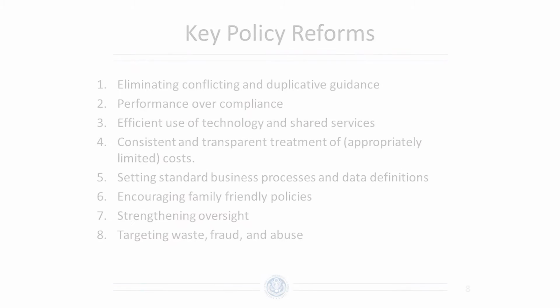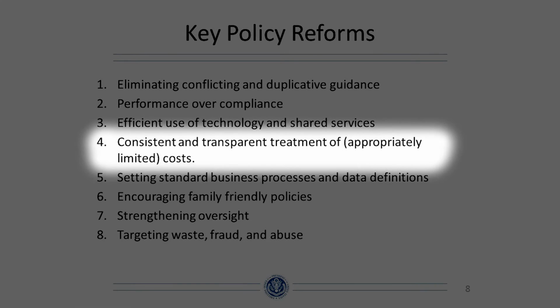Another big theme, consistent and transparent treatment of, and we have nice little parentheses here, appropriately limited costs. So consistent and transparent treatment is a big one, right? We have matching requirements, which are made a little bit more consistent. Voluntary committed cost sharing can only happen when it's in the notice of funding announcement. We have section 200.331, indirect cost rates for pass-through entities. This is a big one for subrecipients now. Pass-through entities are required to pass through indirect costs to subrecipients.